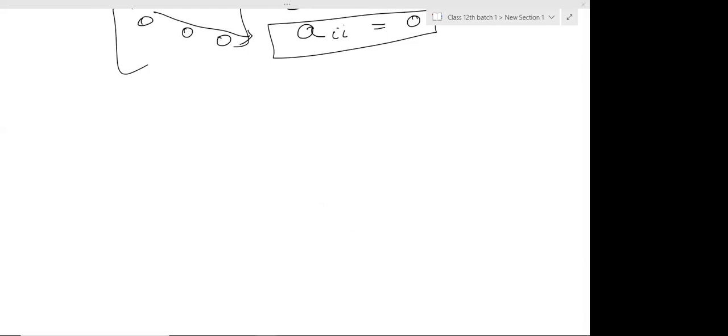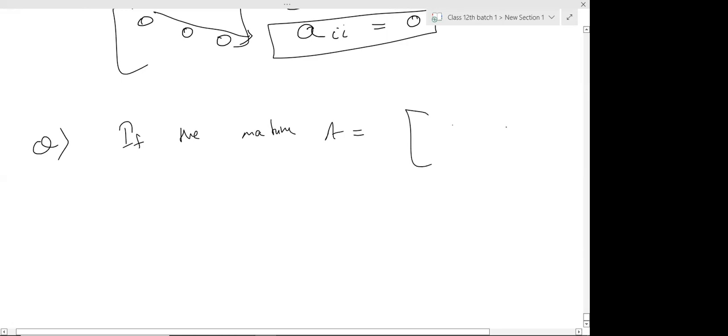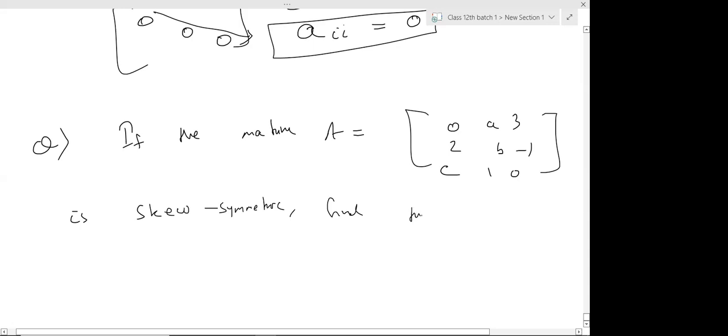Let's do some questions. If the matrix A is equal to 0, a, 3, 2b minus 1, c, 1, 0 is skew symmetric, find the values of a, b, and c. All right, try to solve this one.